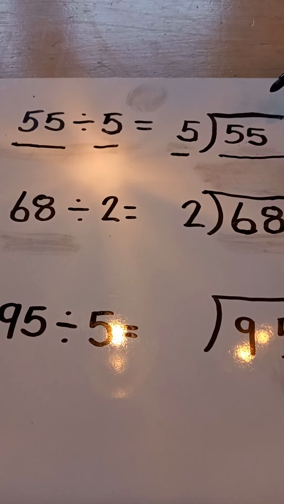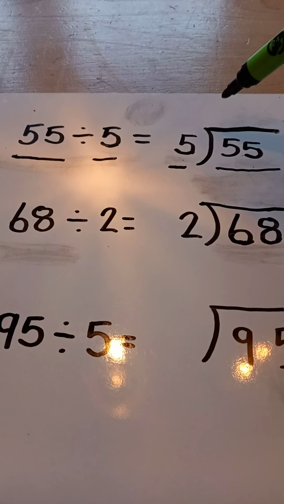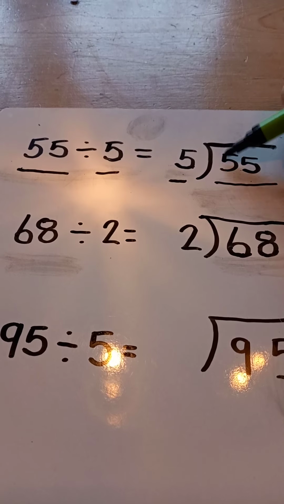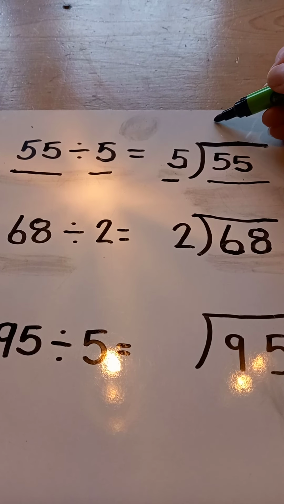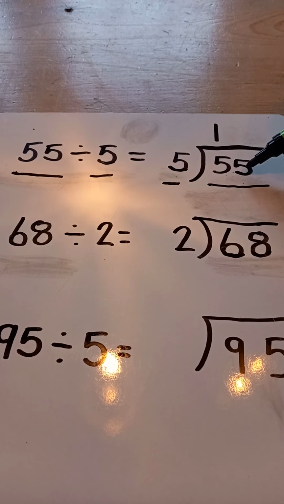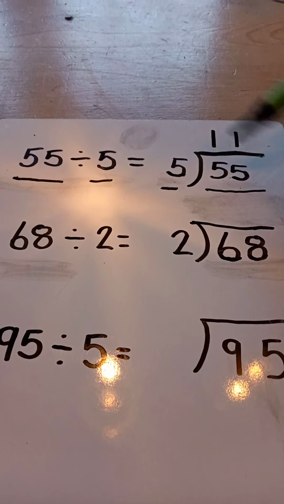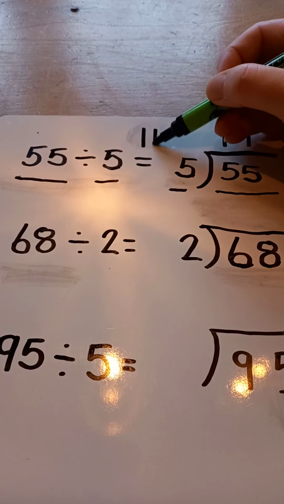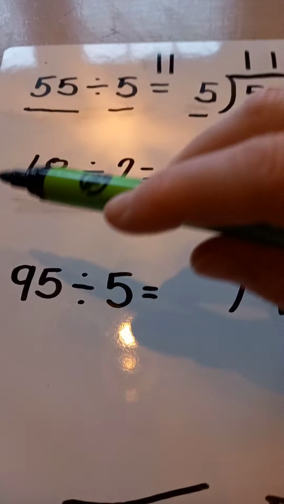With division, a written method for division, it's the only method that breaks the rules because we don't start with the ones. We start with our tens number first. So how many groups of 5 in 5? There is 1. So 55 divided by 5 equals 11.